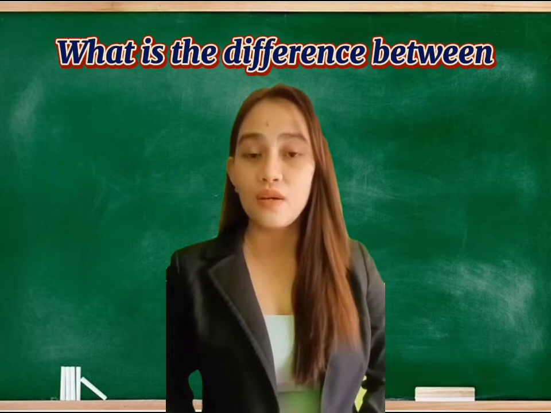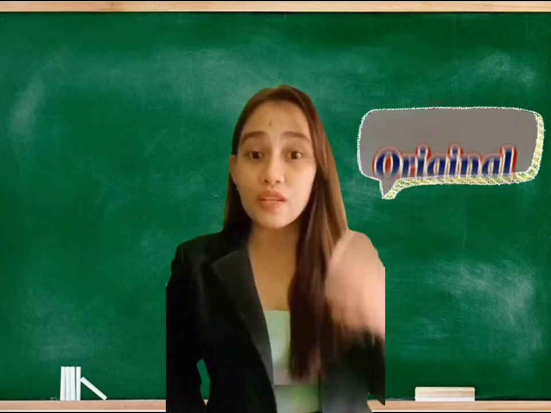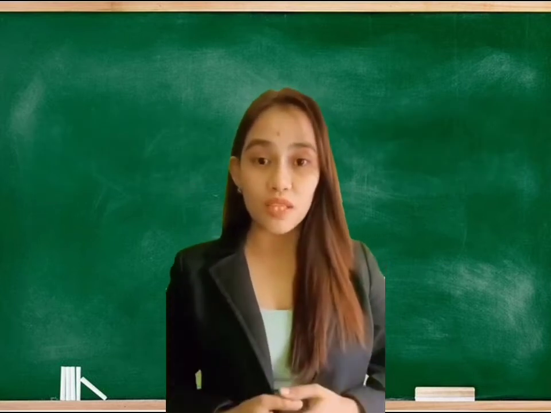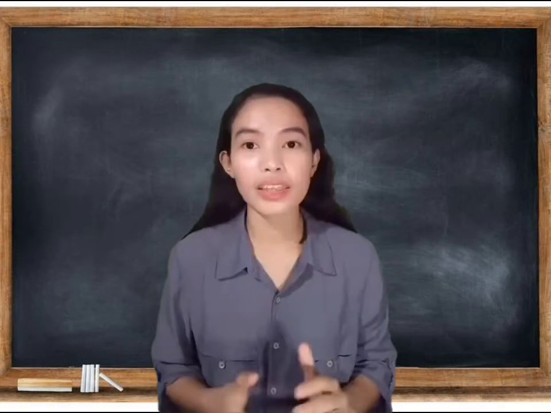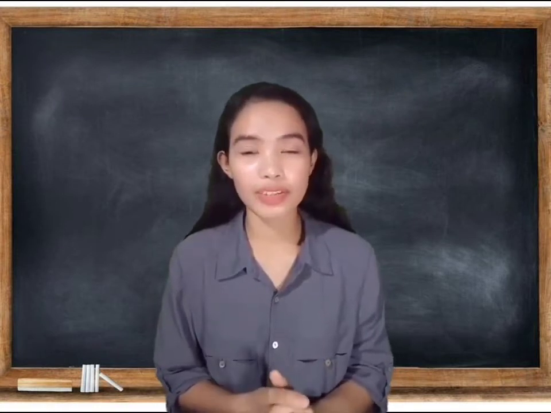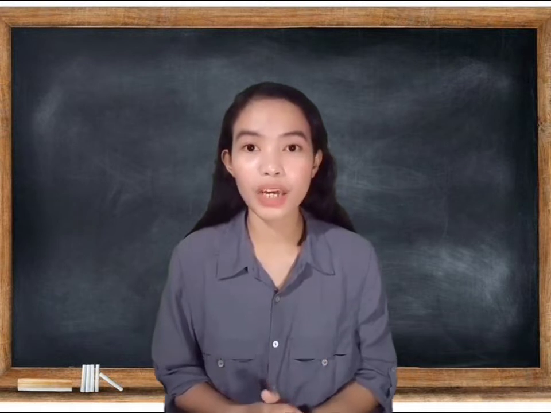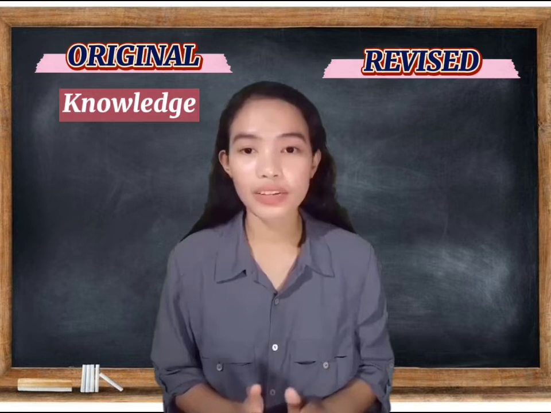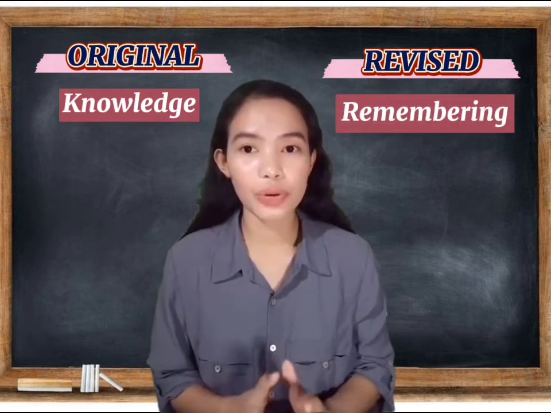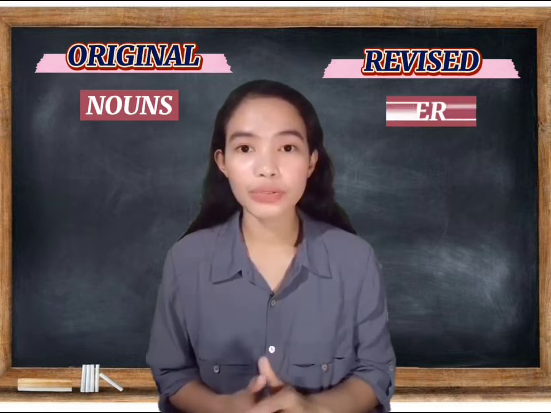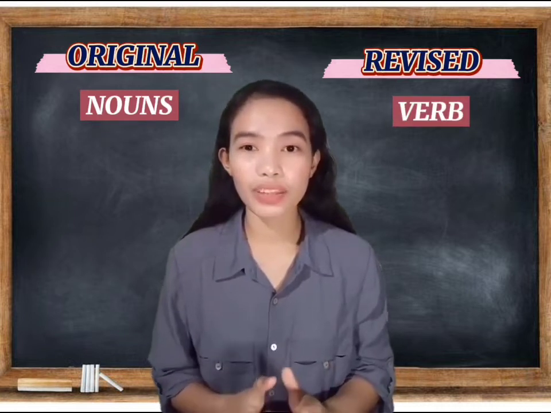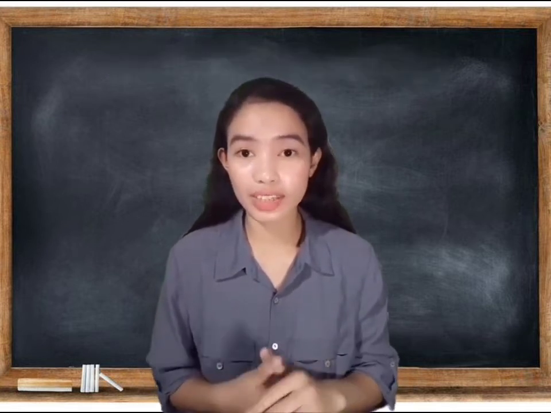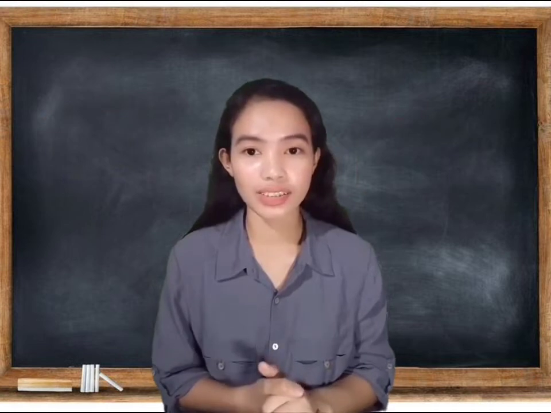After we discuss the original and revised cognitive domain under Bloom's taxonomy, next is, what is the difference between the original and the revised cognitive domain of Bloom's taxonomy? Let's find out. The revised version changed the names of the 6 levels. For example, the lowest level of the original, knowledge, was renamed and classified as remembering. It is also important to note the change from nouns to verbs to describe the different levels of the taxonomy. Want to understand more about this topic? Just sit back and relax while watching.